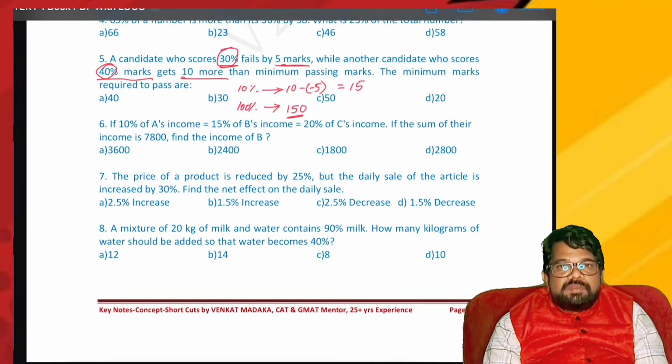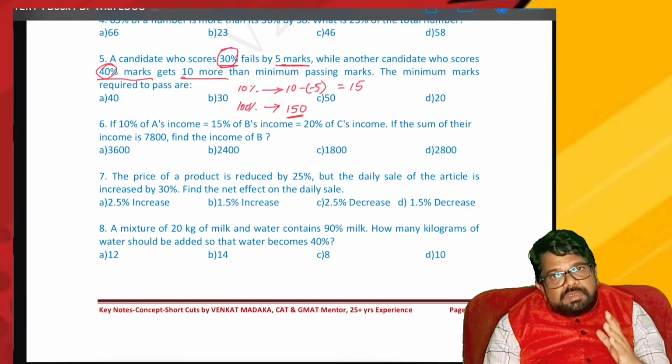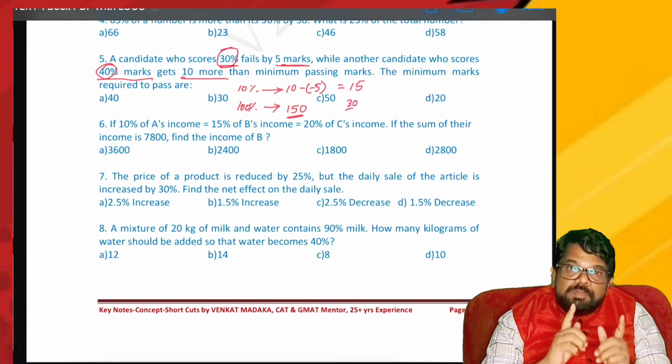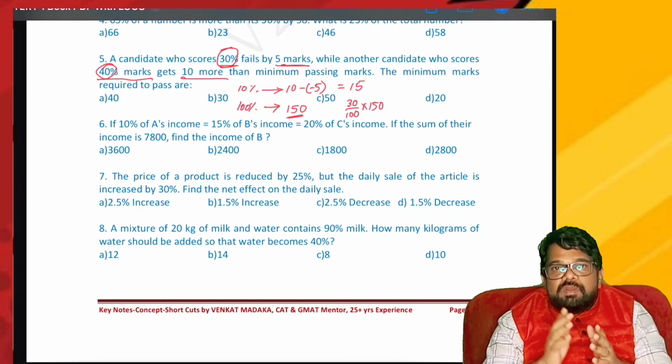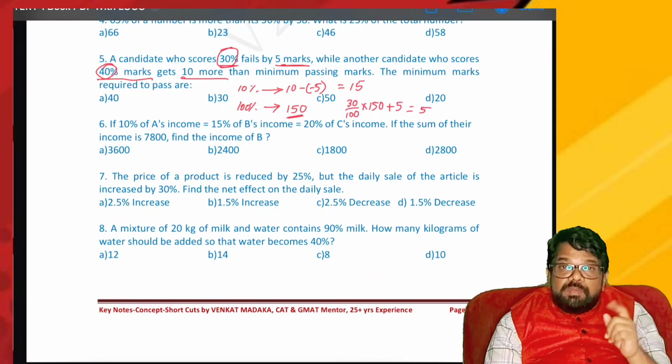So we require the pass marks now. Take any one of the students' data. I took the first student's data, he got 30%. 30% of 150. How many marks did he get? 30 by 100 into 150. By cancellation, you get 3 into 15. 45 marks he got, but fails by 5 marks.